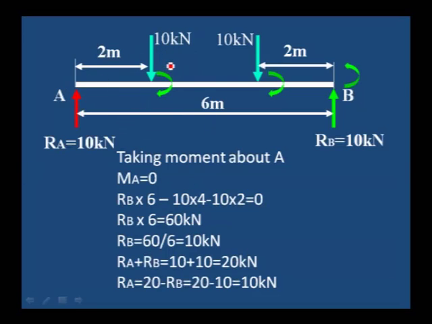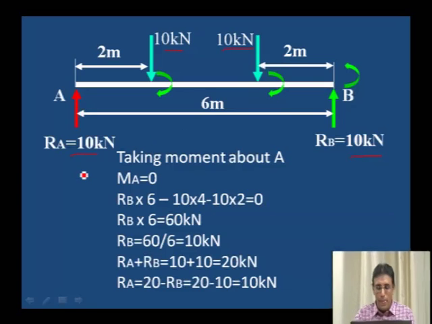From A, 10 kilonewton is acting at a distance of 2 meter. Similarly, from B, 10 kilonewton is acting at a distance of 2 meter. Both the loads are symmetrically placed at an equal distance from A and B. That is why when the load is symmetrical, the reactions will be equal. 10 plus 10, 20, divided by 2, 10 kilonewton RA, 10 kilonewton RB. If it is not symmetrical, then the reactions will be different.